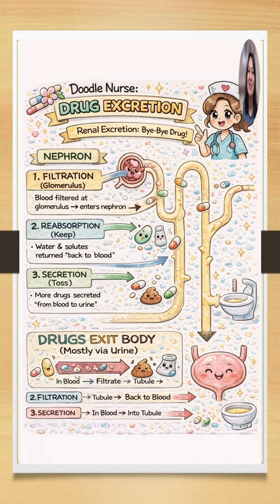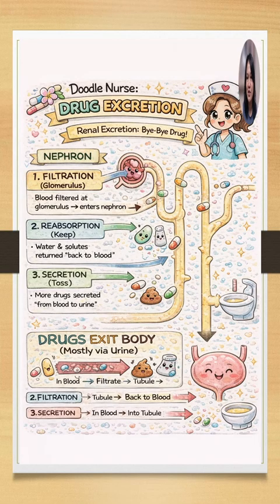Now let's talk about drug excretion, specifically how the body eliminates drugs through the kidneys. The process mainly happens in the nephron, which is the functional unit of the kidneys. There are three key steps involved. These are the filtration, reabsorption, and secretion. First is filtration. When blood enters the glomerulus, drugs and small molecules are filtered out from the bloodstream and into the nephron. This forms the initial filtrate.